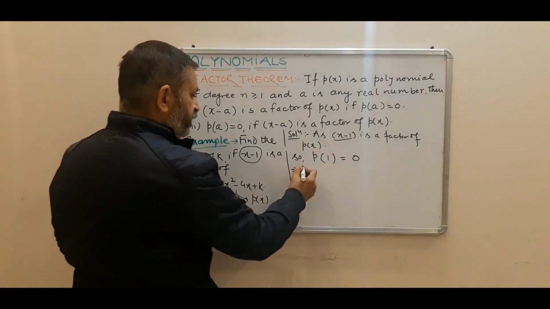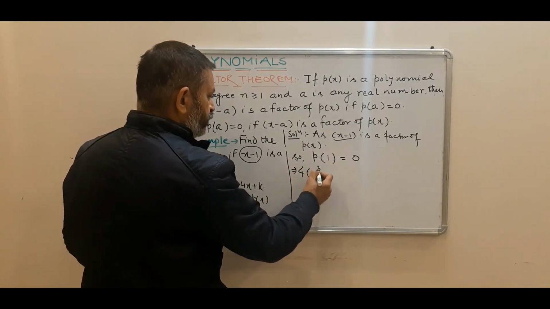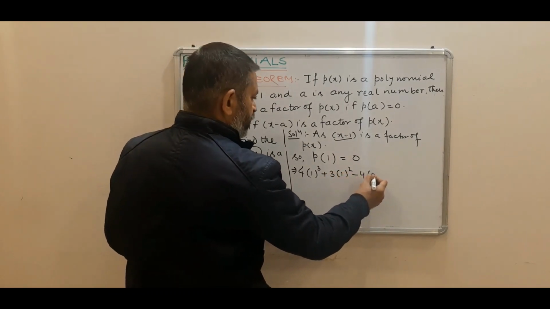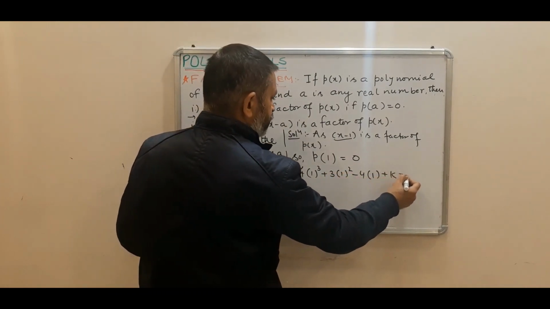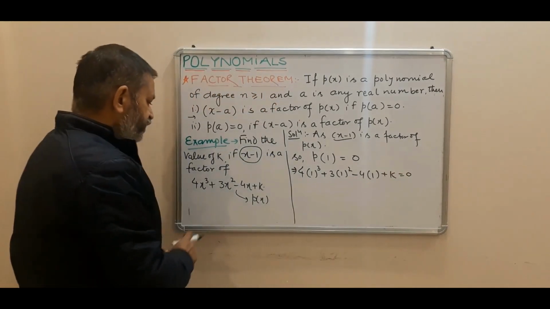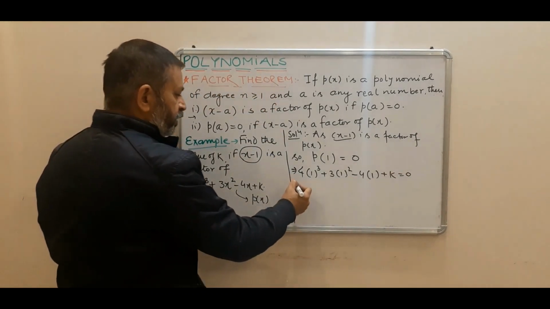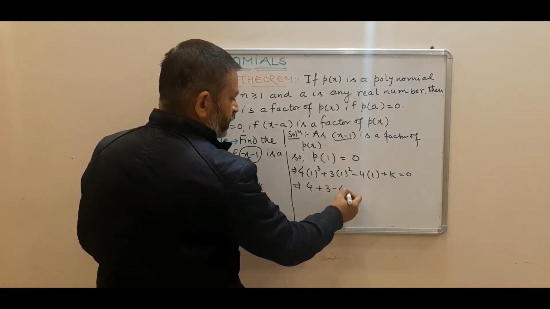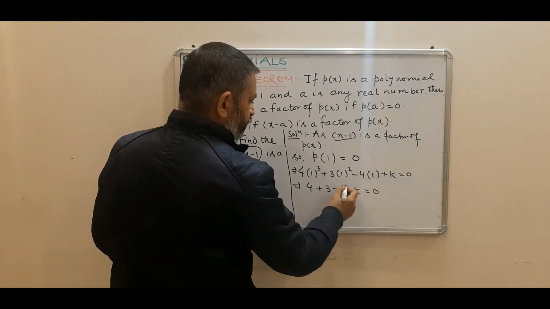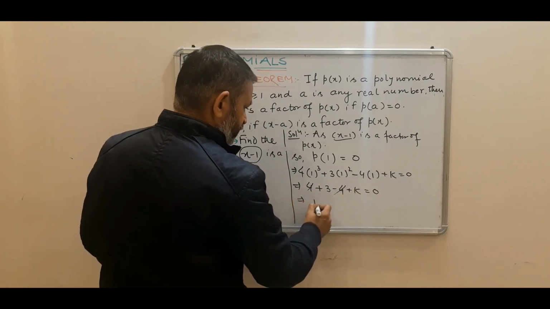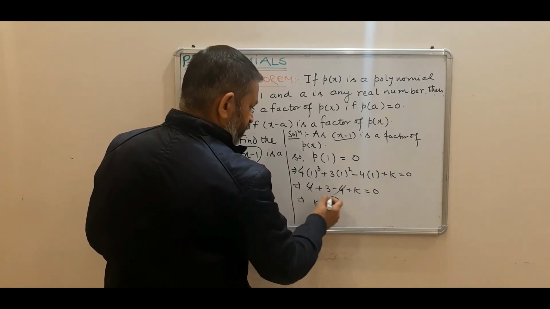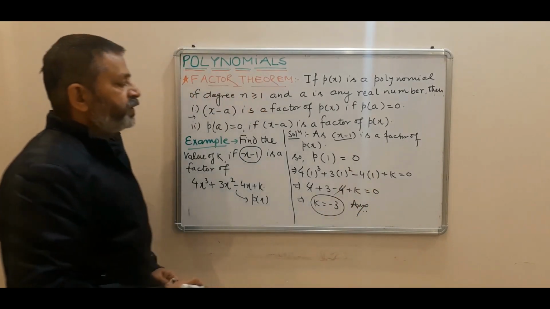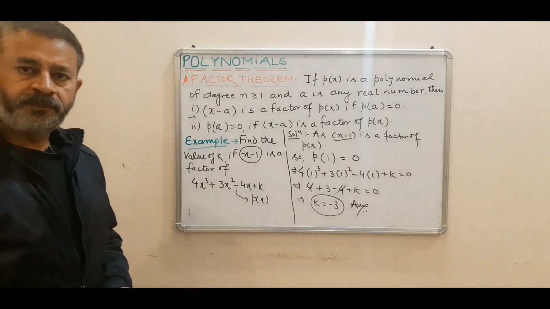So this means 4 into 1^3 + 3 into 1^2 - 4 into 1 + k = 0. What we are doing? We are putting x = 1 in this polynomial. It comes as 4 + 3 - 4 + k = 0. 4 and 4 get cancelled. So it means k is coming as -3. So value of k will be -3. This is how we are going to use this factor theorem.